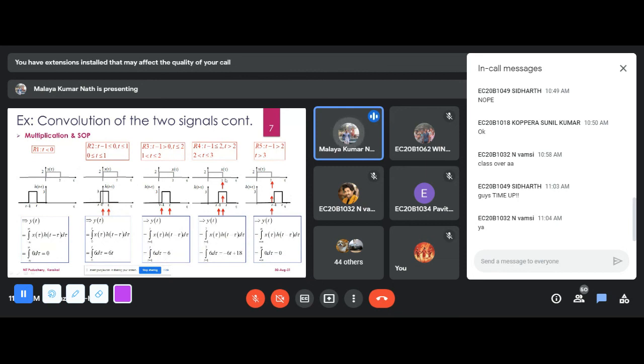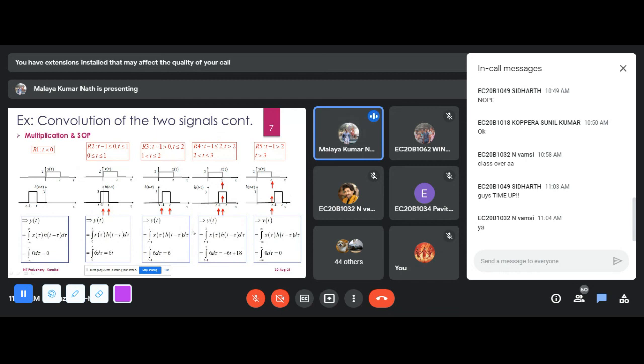Now in case of your region 4, there is again a partial overlapping. In this case, the integration will be from t minus 1 to 2. So t minus 1 to 2 of x of tau h of t minus tau. If we perform the integration, this will give rise to minus 6t plus 18. So that means a y-intercept is associated with it. This negative slope we are getting is equal to minus 6. As it is a negative slope, it is non-linear, and the intercept is present.